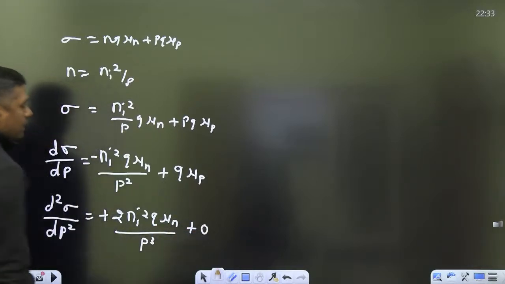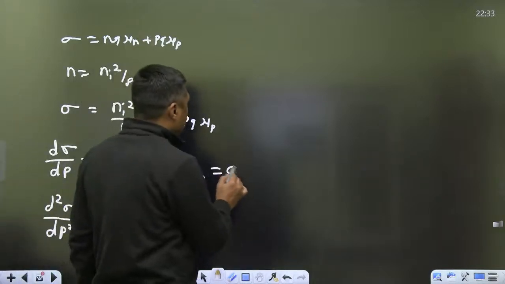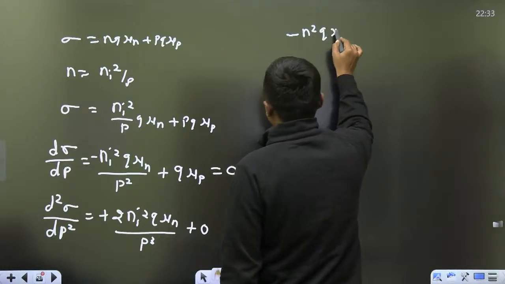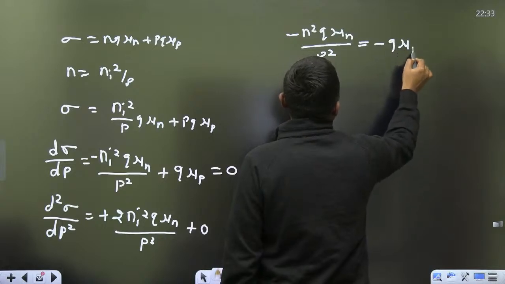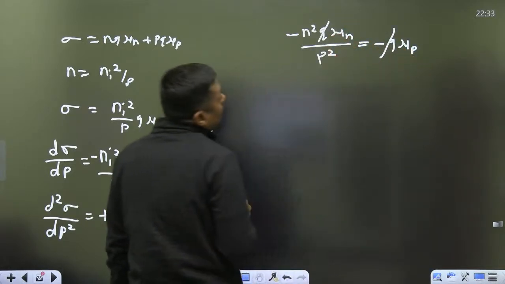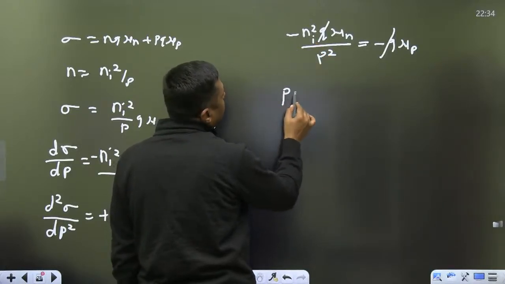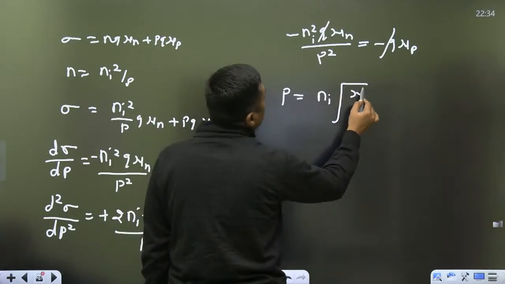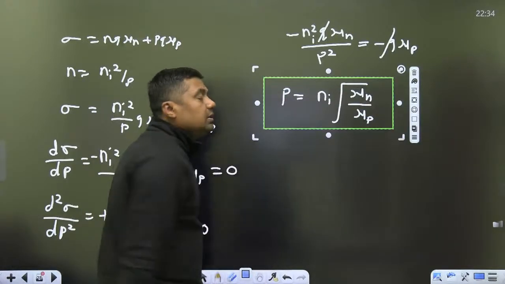That is 0. Means what will happen? If that is the case, it is a positive value, means when we are equating it to 0, it will give you the minimum value. So what is this? What is the concentration of electron and hole here? You will find the concentration of hole, and that is the value for which you are going to get the minimum value of conductivity.